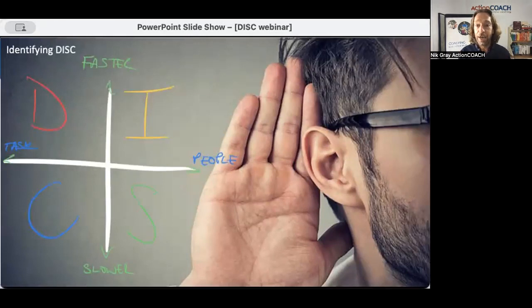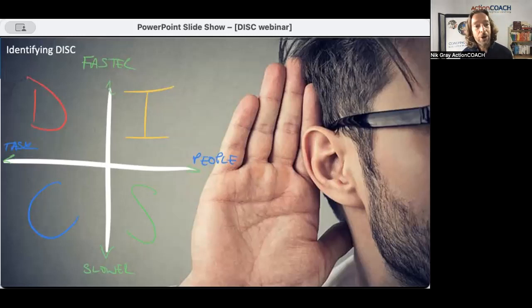So D's and I's, they're more fast spoken. They speak very quickly. C's and S's are more slowly speaking. They'll consider. Now, the reason C's and S's are slower, well, S's don't want to upset anybody, and C's don't want to make a mistake. So that's why they speak slower generally. And a rule of thumb might be, if you can tap your finger in time with the words and the syllables that they are saying, they're probably a C or an S. If they're going too fast for you to tap your finger, then they're probably a D or an I.